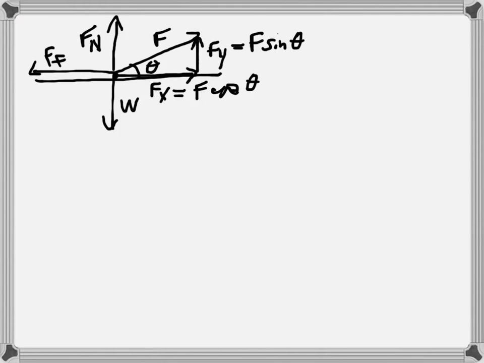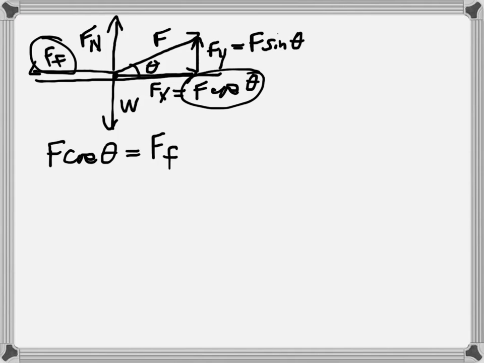And so what do we know? Well, we know that this is going to be moving at a constant velocity is what it's saying. So that means that this force over here, the friction force, and the Fx going to the right, they have to be equal to each other because there is zero net force. So those have to both be equal to each other. So we can start with that. We could say F cosine of theta equals friction force.